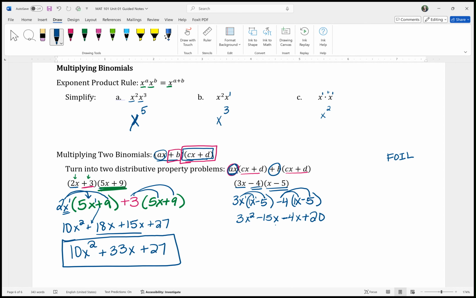We are almost done. We're going to combine these like terms here in the middle. That will give us 3x squared minus 19x plus 20. And that is our final answer for that problem.